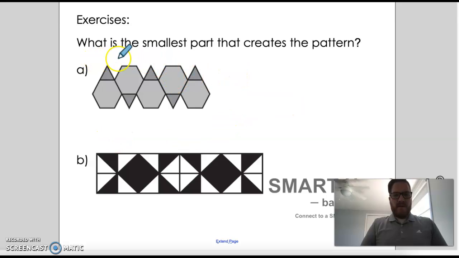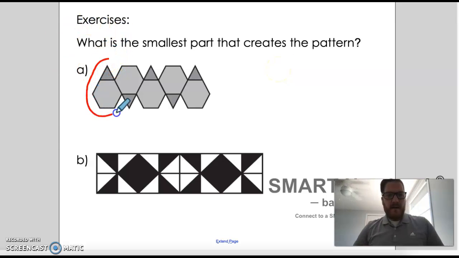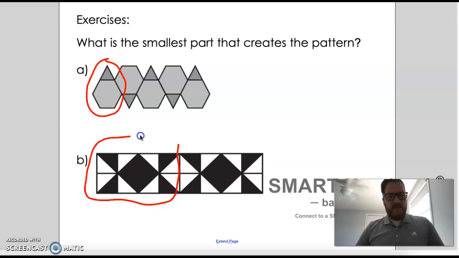And so they're going to ask us to look at some of these patterns. And again, the question is, what is the smallest part that creates the pattern? And so if we look at A, we can see that the smallest pattern here is this. It's the hexagon and the triangle. And then over here, it's maybe a bit trickier to tell, but the pattern that gets repeated is this stuff.